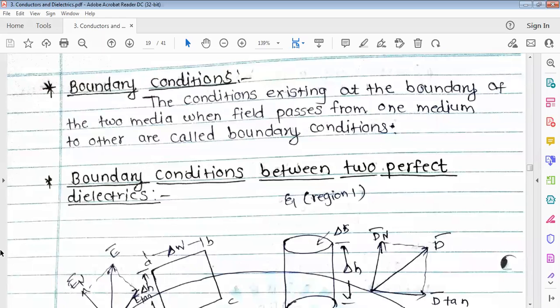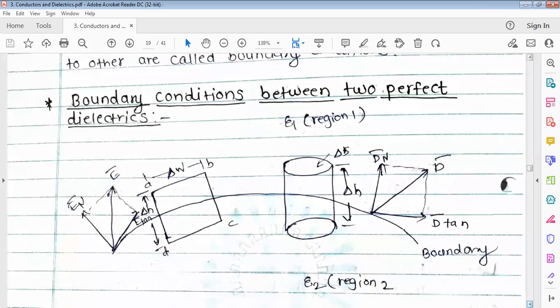Hello. So in the last lecture, we have seen the boundary conditions, right? Boundary conditions means when we are considering two different materials. Here we are considering two different dielectric materials having different permittivities, that is epsilon 1 and epsilon 2, and in between these two, there is a boundary. Now, we are finding different components, that is the electric field intensity and electric flux density, and their tangential and normal components.